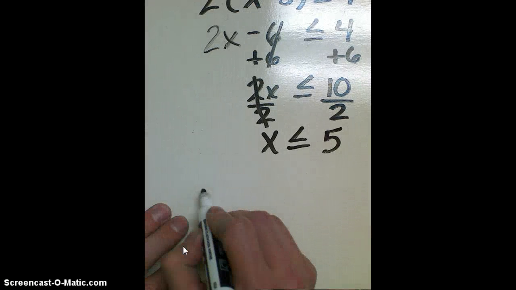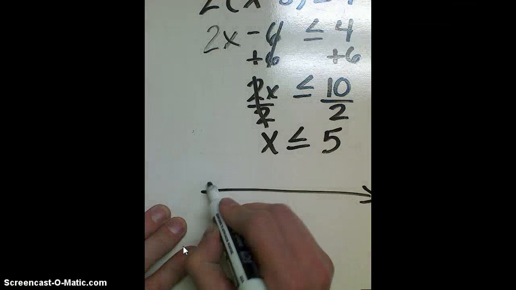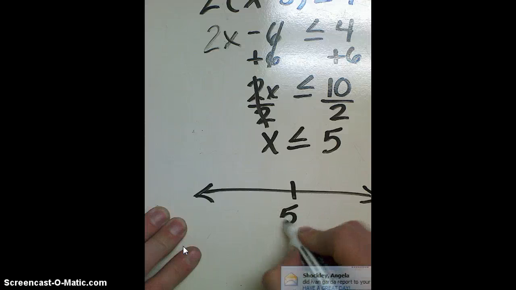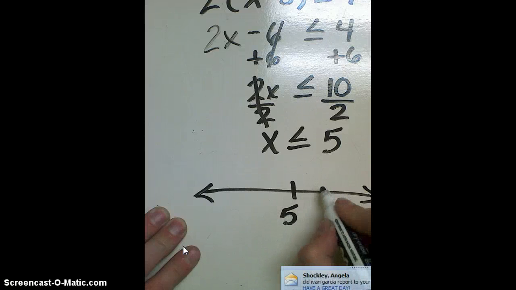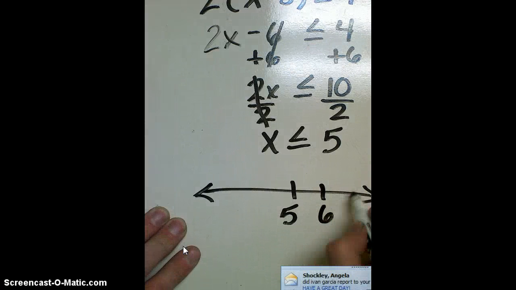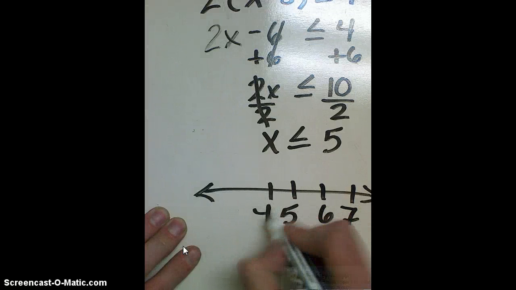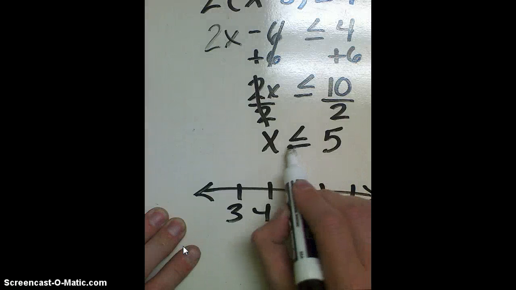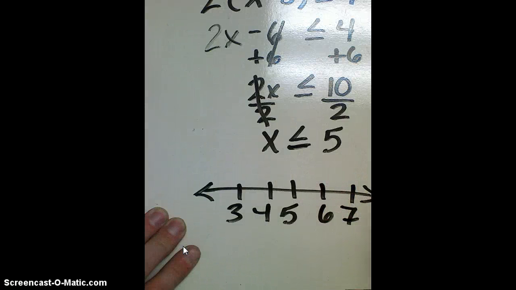And now I want to graph it on the number line. Important number here to have is 5, so I'm going to put that one right in the middle. And I'll add a couple numbers on each side. So here's 6 and 7. Here's 4. Here's 3. Now, is it an open or closed circle? I have an equals sign here, that line underneath. So it's going to be a closed circle. So I fill in my dot.